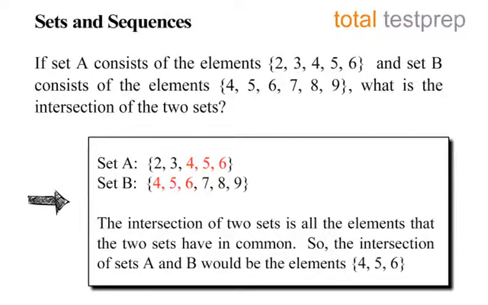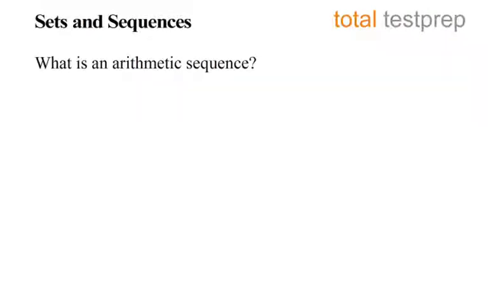The intersection of two sets is all the elements that the two sets have in common. So the intersection of sets A and B would be the elements 4, 5, and 6.